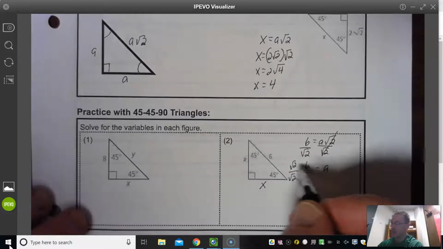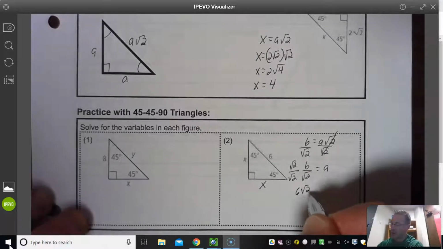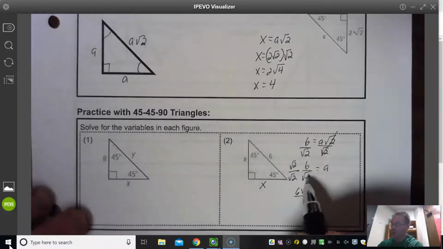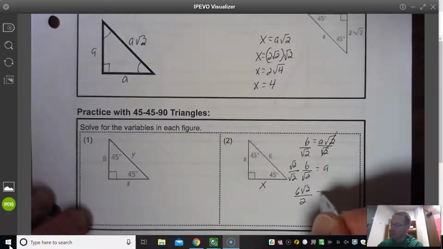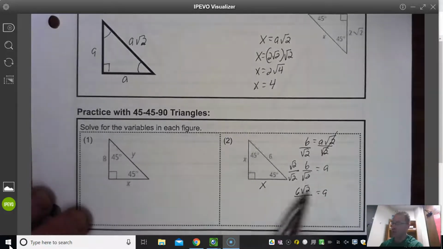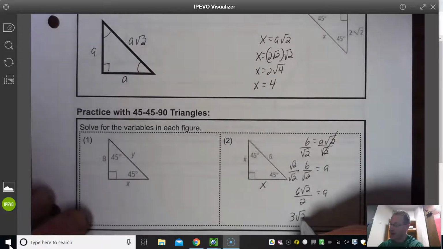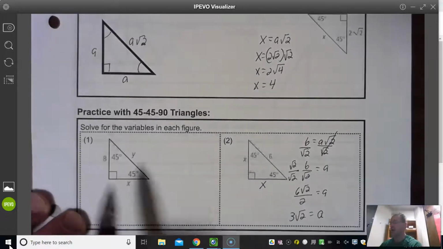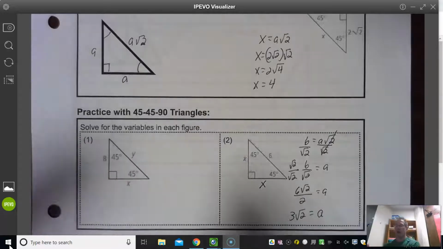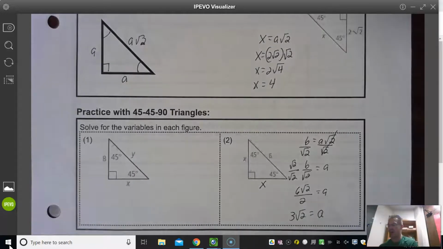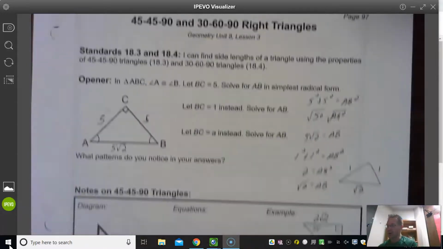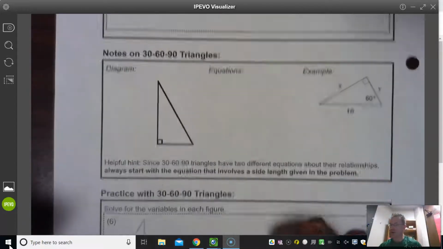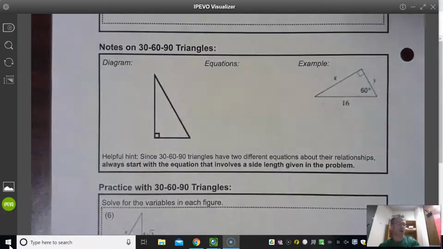And so notice my numerator would be 6 times the square root of 2. Root 2 times root 2 is 2. And then once again, we just want to reduce this like a fraction. So 6 divided by 2 is 3. So my final answer is 3 square root of 2. So there's an example of how you start with a side and you go to the hypotenuse, and how if you start with a hypotenuse, you go to a side. All right, so let's flip and let's go to page 98 and let's look at our 30, 60, 90 triangle.